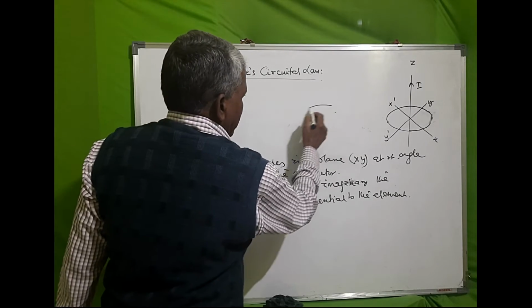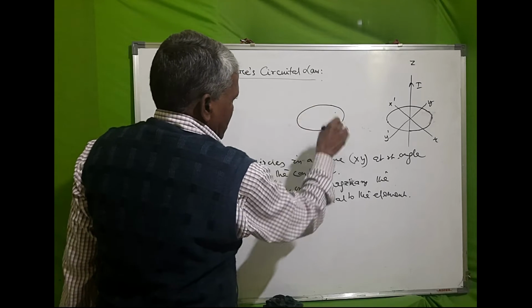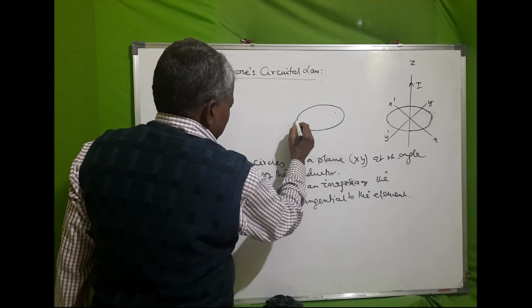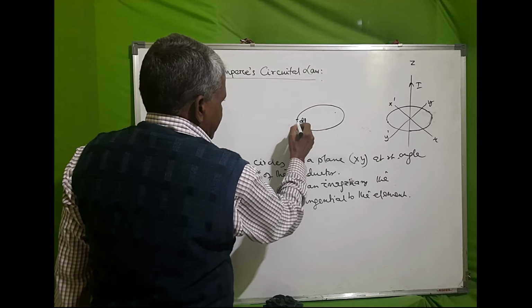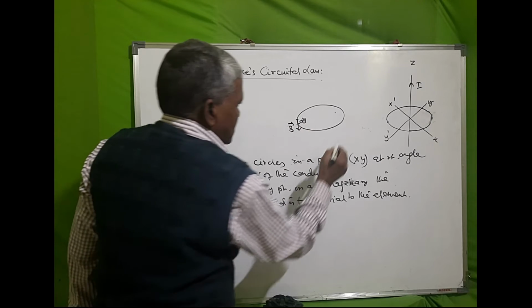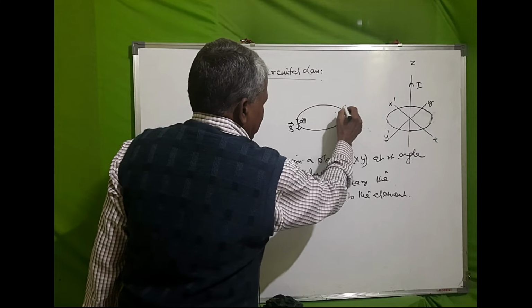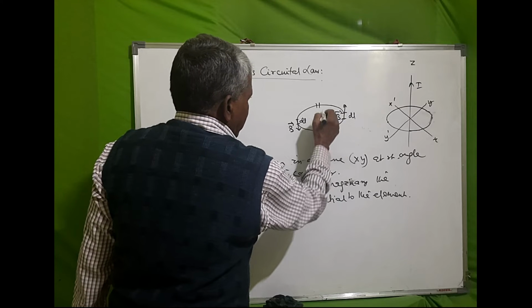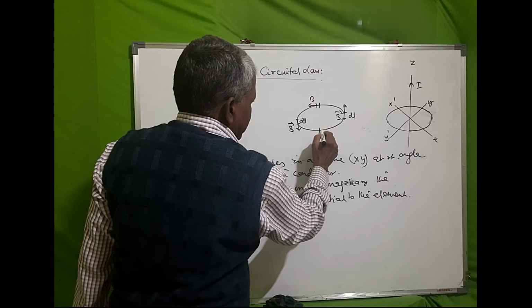Let us consider an elementary closed path. Suppose it is an element dl, and here the magnetic field is tangential. Another point dl, here also the magnetic field is tangential. So for any element, we can say that the magnetic field is tangential.